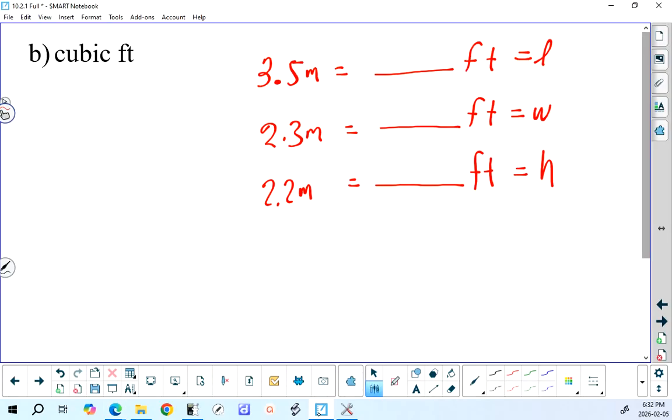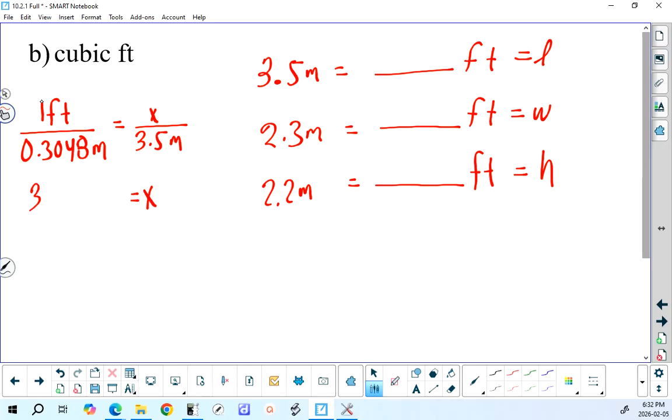So we can put 1 foot over 0.3048 meters equals x feet over 3.5 meters. And I want you to notice that when you cross multiply, you're going to end up taking 3.5 times 1 divided by 0.3048.